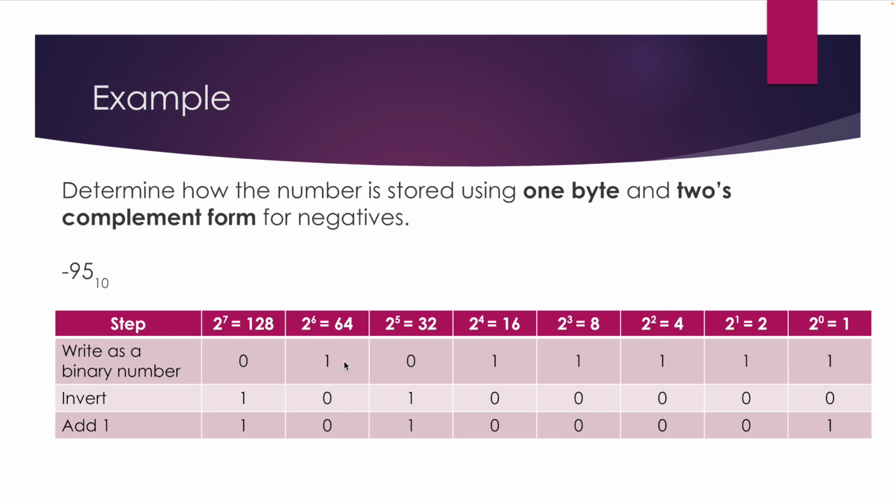Then I'm going to invert. I'm changing all the zeros to ones and all the ones to zeros. And then I'm going to add 1, which in this case, because this is a 0, I can just make it a 1. And I've now added 1. So negative 95 is going to be 1, 0, 1, 0, 0, 0, 0, 1.